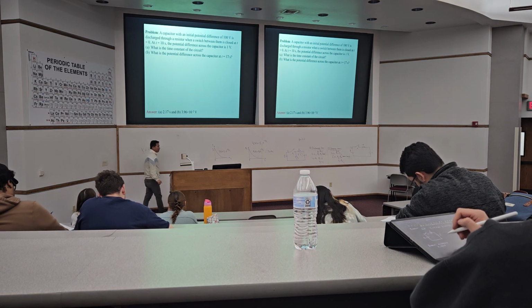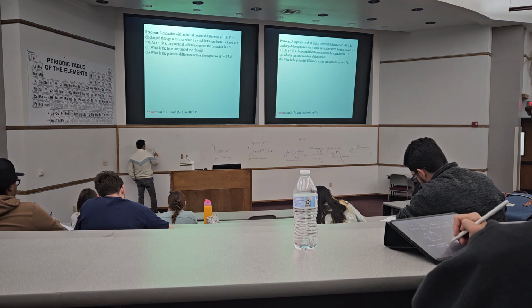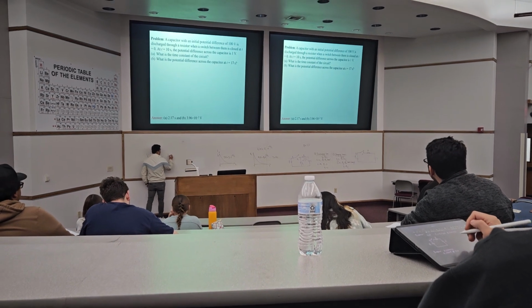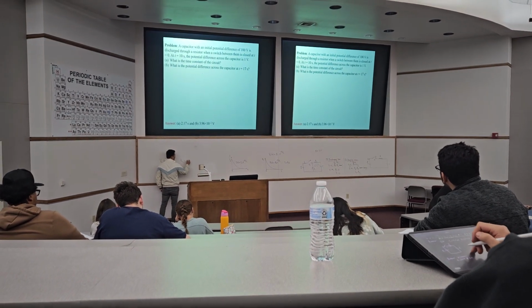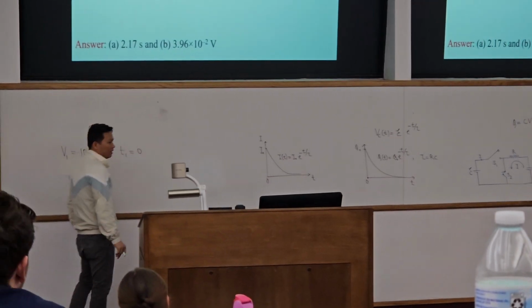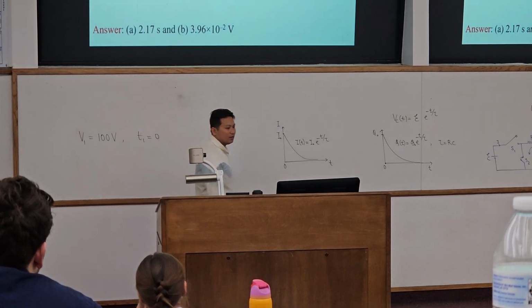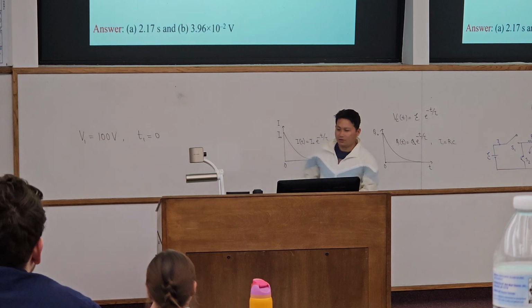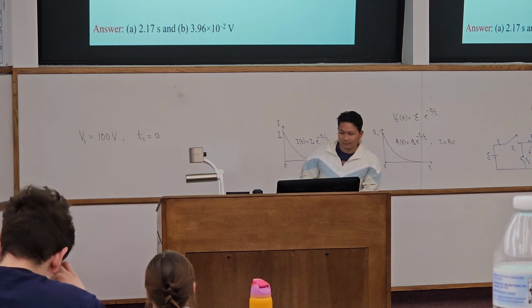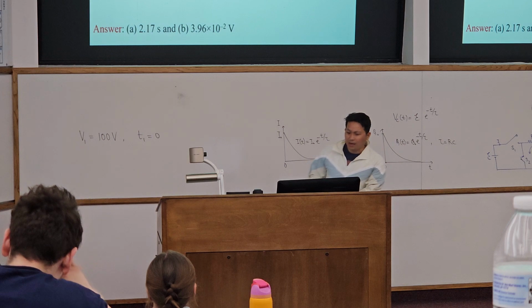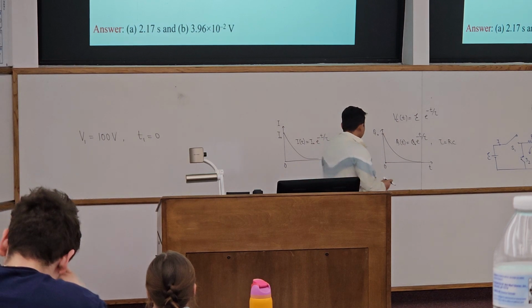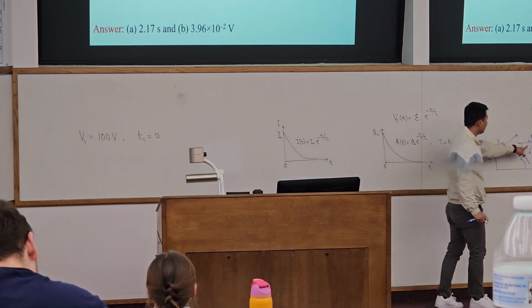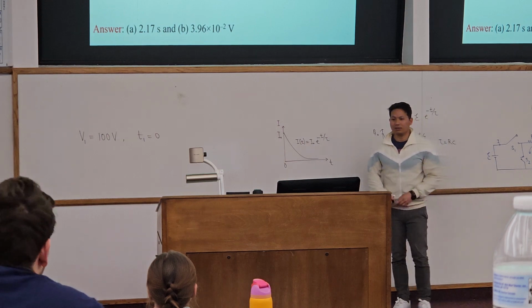You have a capacitor in the beginning. You have 100 volt at t equal to 0. Let's say you have a T1 equal to 0. At time T1 equal to 0, you have 100 volt, and it is discharged to the resistor.